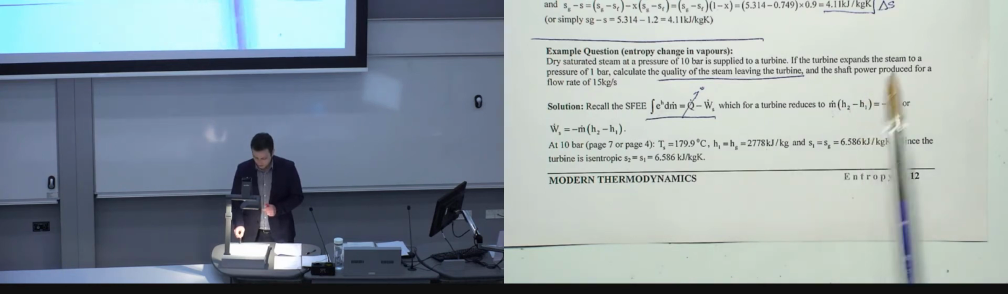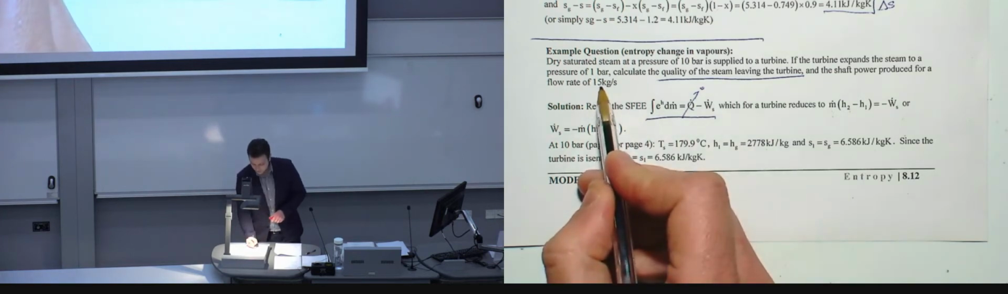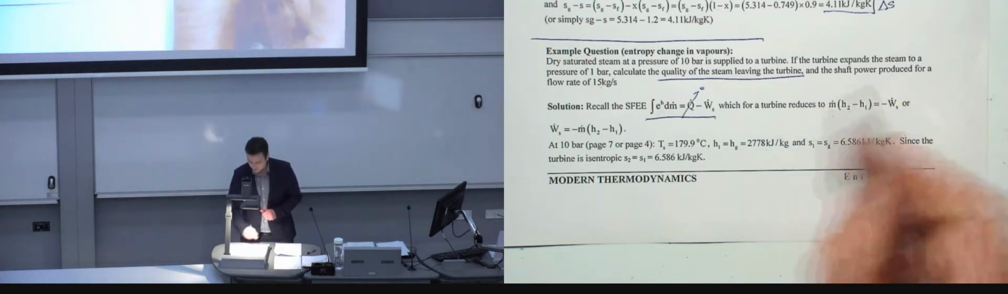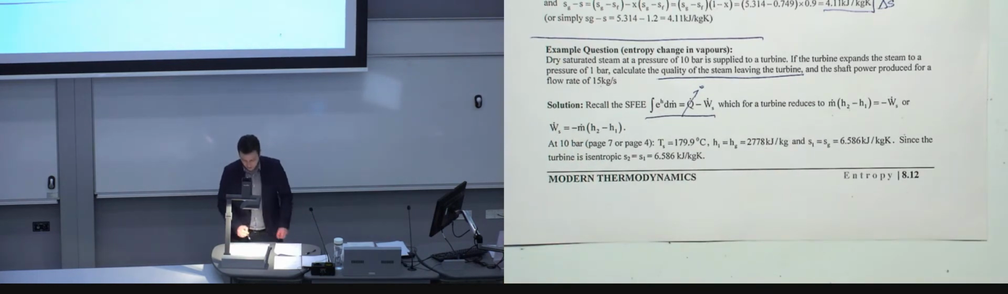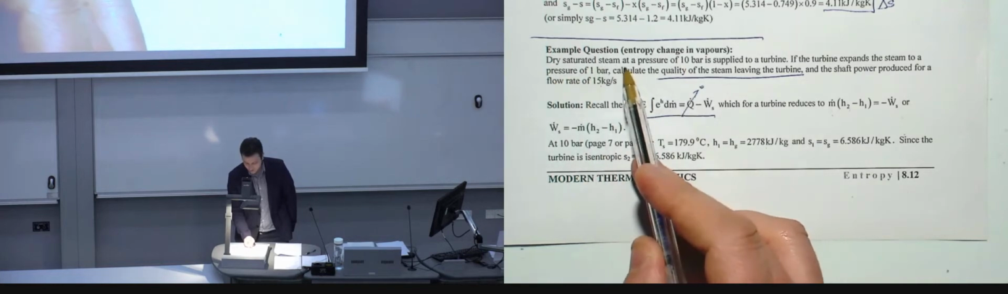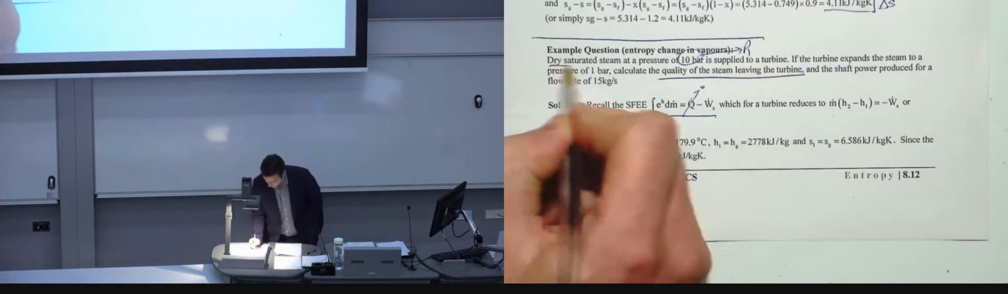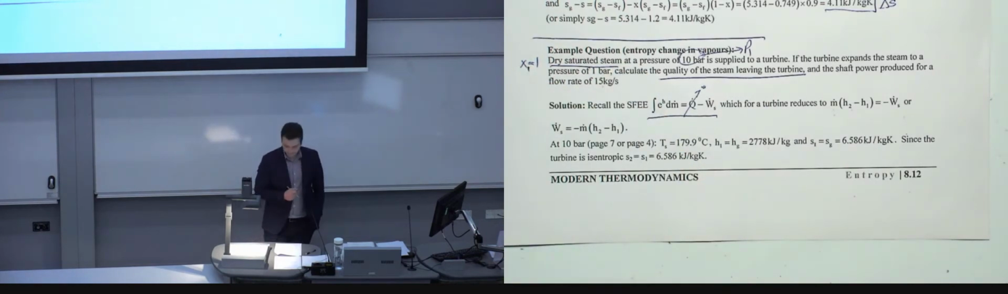Now, what you need to do is find H1 and H2. And then once you have that information, you already know the mass flow rate. What you need to find ultimately is the shaft power produced, which is W dot. So looking at the pressure, the dry saturated steam at a pressure of 10 bar, that is your P1. So you write this down somewhere, and it's dry saturated. So again, note that X is equal to 1 in this example. In fact, it's X1, because that's before the turbine.